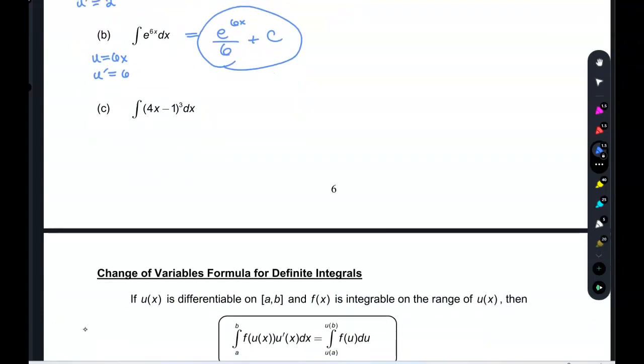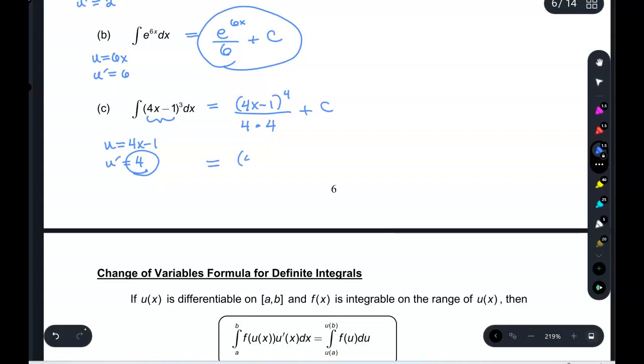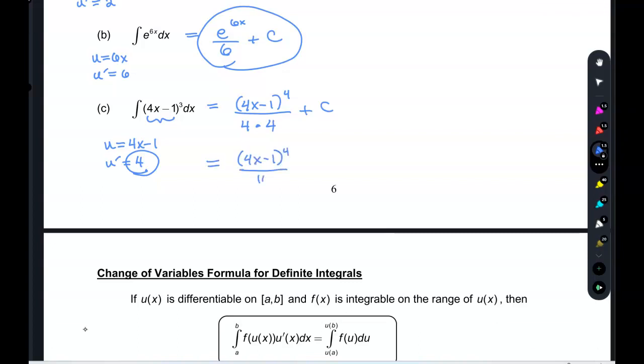Okay, same thing here. If we consider what our u is, it's 4x minus 1. So what would u prime be? It would be 4. So the antiderivative of something to the third power will be something to the fourth power over 4. But I have to also divide by another 4, which was my u prime. So I get 4x minus 1 to the fourth over 16. Now just remember, you can always check your answer by taking the derivative of my result, and I should get back the original integrand.